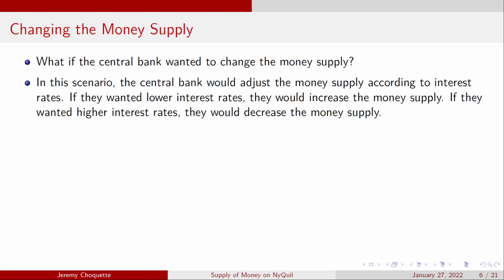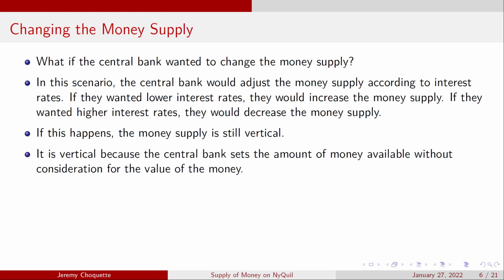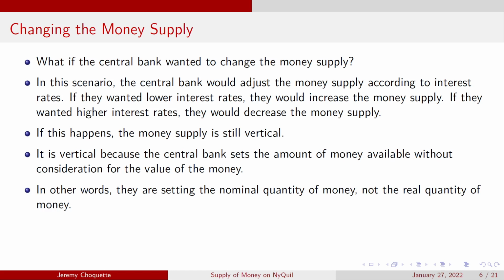And we'll get into money growth in a couple of minutes. But I figured we could find a way to tie that into what's actually happening in the real world right now. Now, if this happens, the money supply is still going to be vertical. It's vertical because the central bank sets the amount of money to be made available without consideration for the value of money. In other words, they're setting the nominal quantity of money, but they're not setting the real quantity of money. They can't set the real quantity of money, only the nominal.